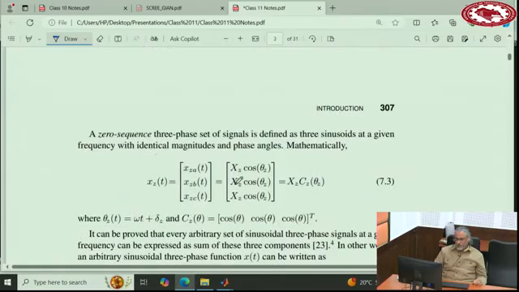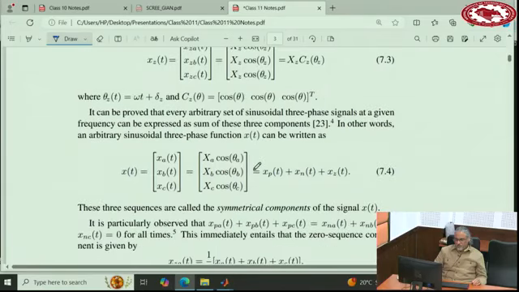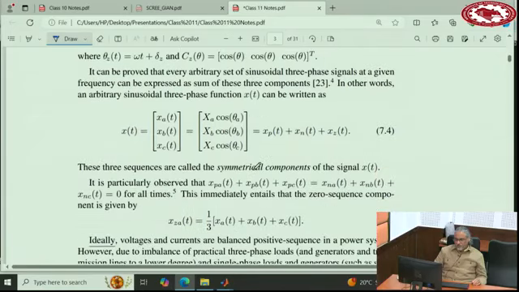And zero sequence is this: same magnitude, same phase. All the angles are equal. Okay. So there is a theorem, and that theorem really is not difficult to prove, that says any three-phase waveform X_A, X_B, X_C that has the same frequency and is sinusoidal, you can decompose into a positive sequence plus a negative sequence plus a zero sequence.